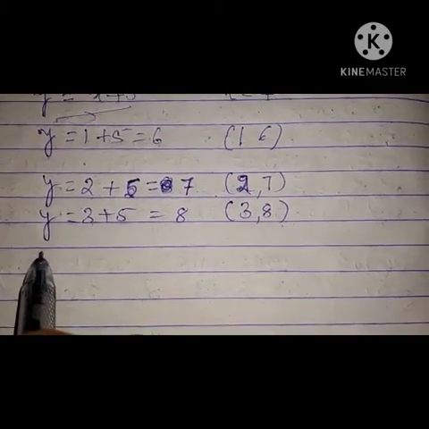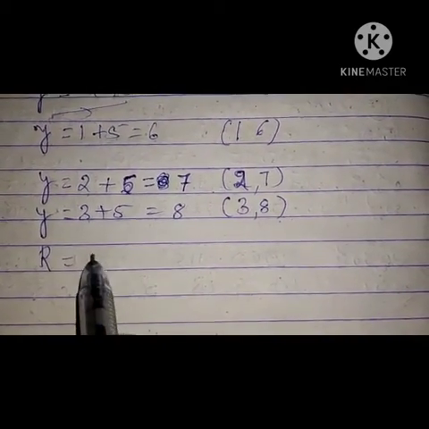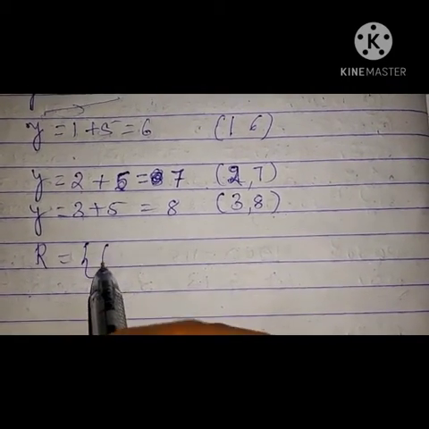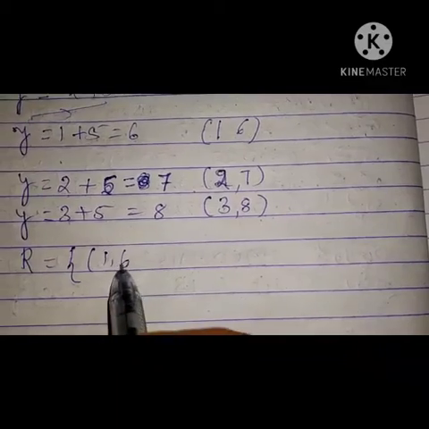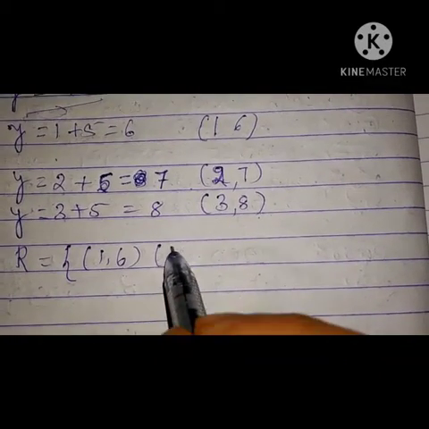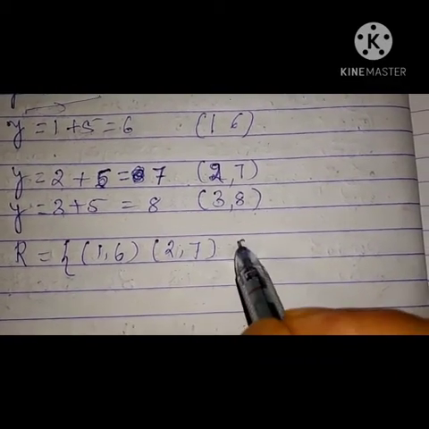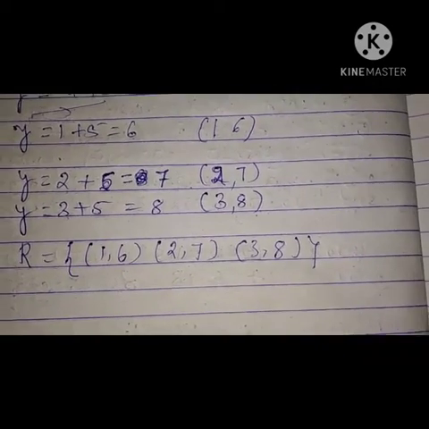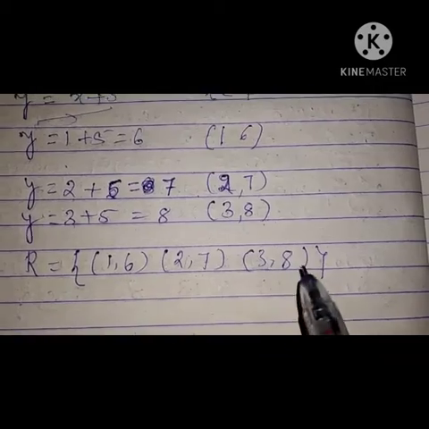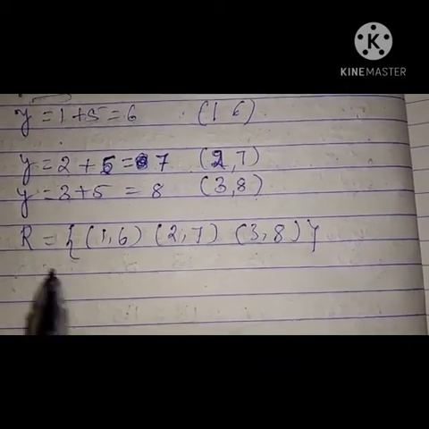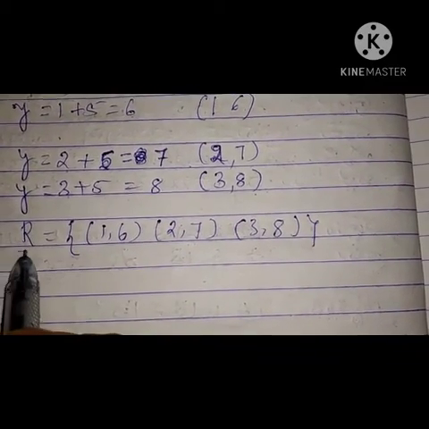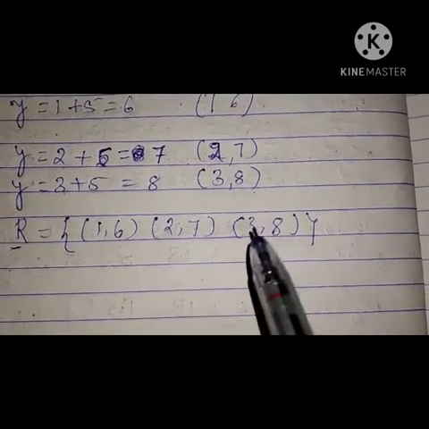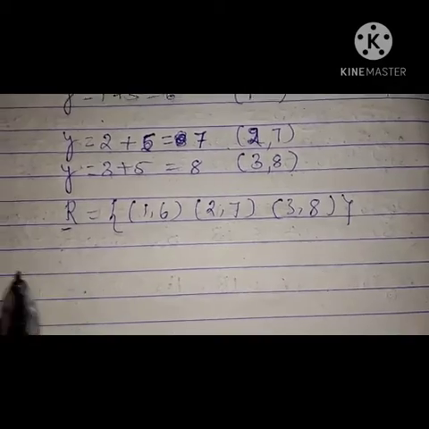Therefore, we write here R is equal to {(1, 6), (2, 7), (3, 8)}. So these are the possible ordered pairs in the set R. Okay, we check whether this R is reflexive, symmetric or transitive. First we check reflexive.